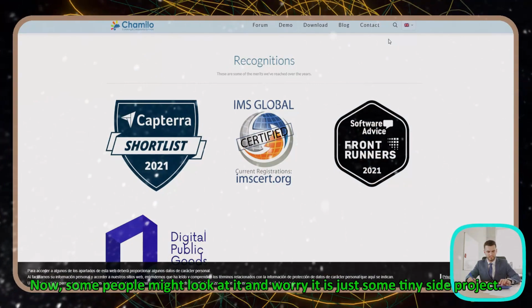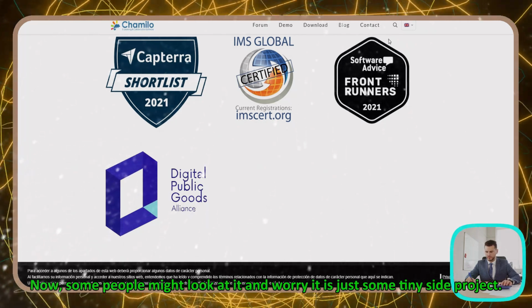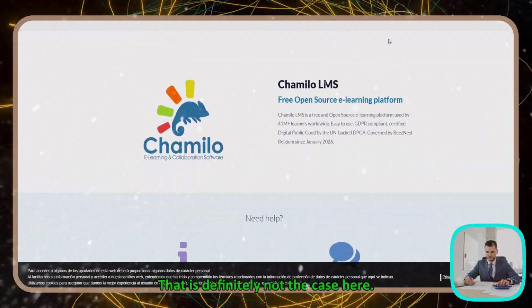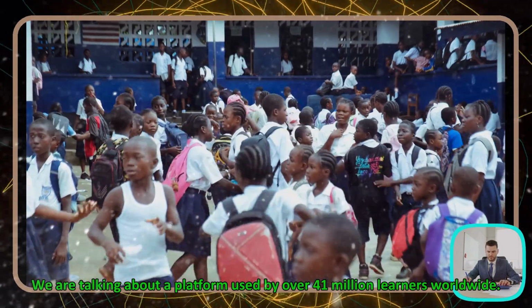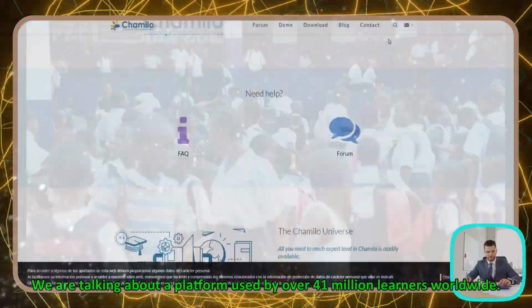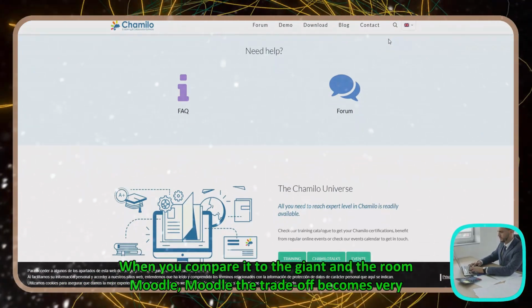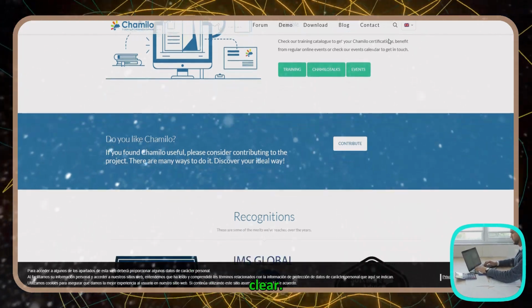Now, some people might look at it and worry it is just some tiny side project. They might think it could vanish tomorrow. That is definitely not the case here. We are talking about a platform used by over 41 million learners worldwide. That is a massive community with a lot of weight behind it. When you compare it to the giant in the room, Moodle, the trade-off becomes very clear.